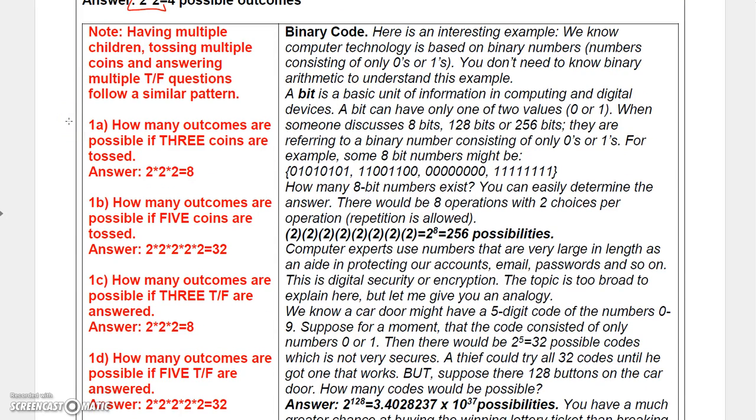So we could extend this to other things. Having multiple children, tossing multiple coins, answering multiple true-false questions follow a similar pattern. Like, for instance, how many outcomes are possible if 3 coins are tossed? Well, the first coin could be heads or tails, so that's 2 choices. Second coin could be heads or tails. And the third coin could be heads or tails. So there's 8 possible outcomes.